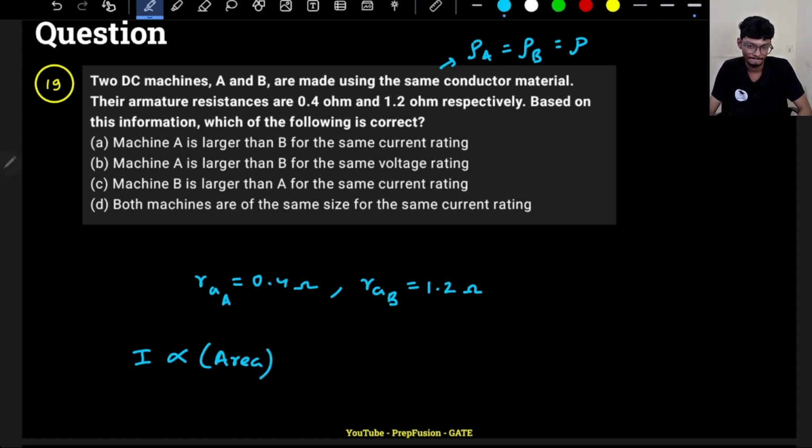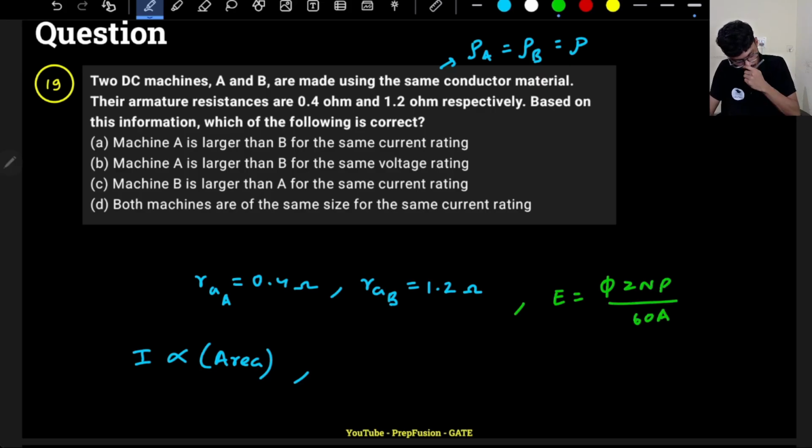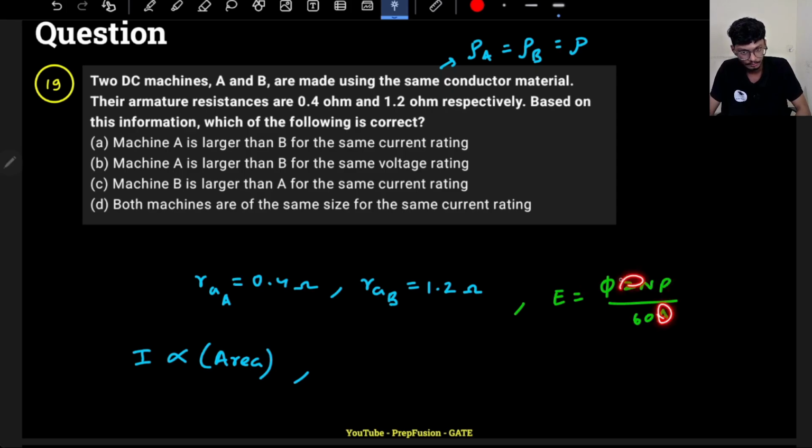What about voltage rating? I know this very famous formula for the induced EMF of a DC generator: phi ZNP by 60A. Here the number of poles will always be fixed. If nothing is mentioned, the assumption is that the number of poles is fixed. Phi is also fixed, and 60 is constant. So the mechanical parameters other than the number of poles are Z and A, the parallel paths, so Z upon A.